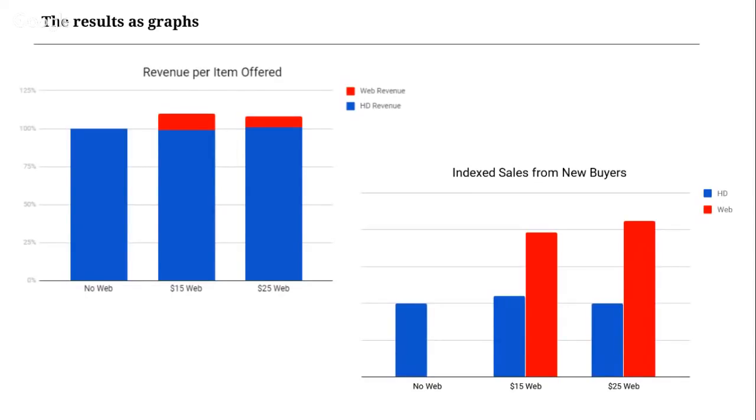I guess the slide didn't show up, so let me take a step back. In the upper left-hand side, you see a graph that shows the revenue per item offered. The no web is the control group. There was no web version offered to those HD clips, and that was our control, so that's the 100%. For the $15 web version, you see that they got almost as much HD revenue.